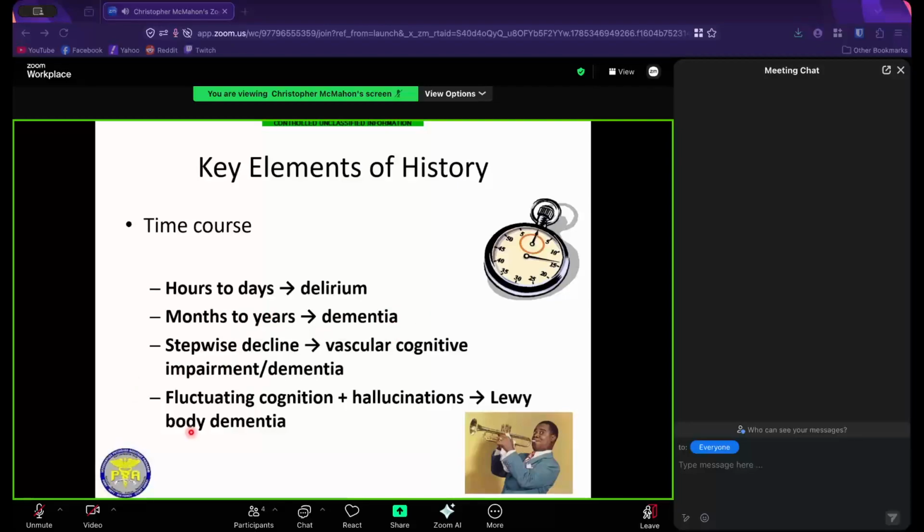One thing that's different here, I'm going to put pictures. Does anyone know who this is? Louis Armstrong plays the trumpet. So if I have fluctuating cognition plus hallucinations, and nothing that we've talked about has referenced hallucinations yet, I'm thinking Lewy body dementia. I have some slides on that independently, but I want to introduce this idea early: if we have hallucinations, think grandma sees Louis Armstrong in the corner of the exam room playing a trumpet and he won't stop. So as soon as I have a demented or delirious patient and I have hallucinations, think Lewy body, Louis Armstrong.